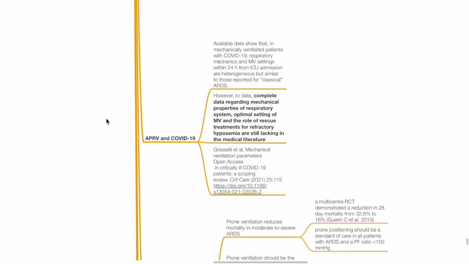APRV and COVID-19. Based on the review article by Grasselli et al. in 2021, available data show that in mechanically ventilated patients with COVID-19, respiratory mechanics and mechanical ventilation settings within 24 hours from ICU admission are heterogeneous, but similar to those reported for classical ARDS. However, to date, complete data regarding mechanical properties of the respiratory system, optimal settings of mechanical ventilation, and the role of rescue treatments for refractory hypoxemia are still lacking in the medical literature.